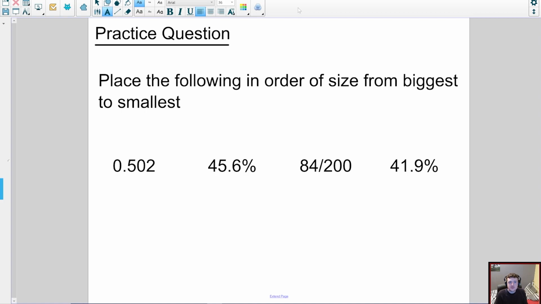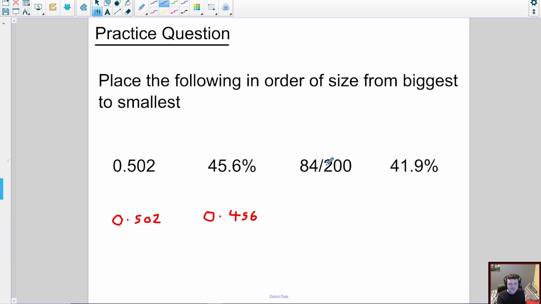Okay, so if you used a calculator, probably the easiest way of doing this would be to make them all into decimals. But since I asked for you to not do it with a calculator, I'm going to do it without one as well. So I'm going to make these all into decimals, but I'm not going to actually use a calculator to do it. I'm going to leave this as a decimal, so this is 0.502, and leave that the same. This one I can divide by 100, so what I end up with is 0.456.